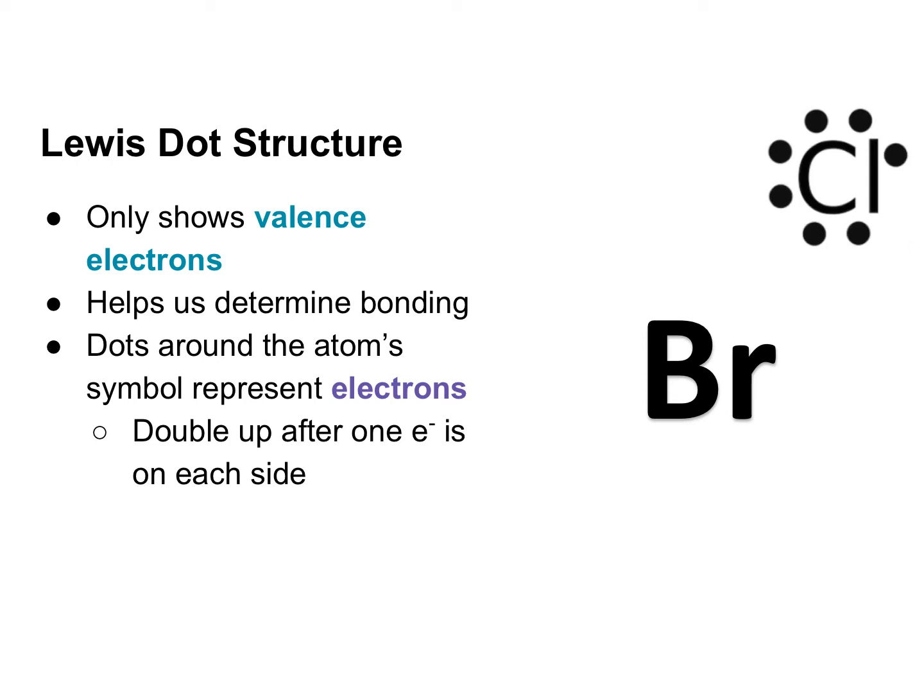They represent the valence electrons only, and they double up after one electron is on each side. So you'll start drawing it like this. 1, 2, 3, 4, and then if there's more, then you would couple up like this. So the first step, draw the element symbol, and then draw your valence electrons only.